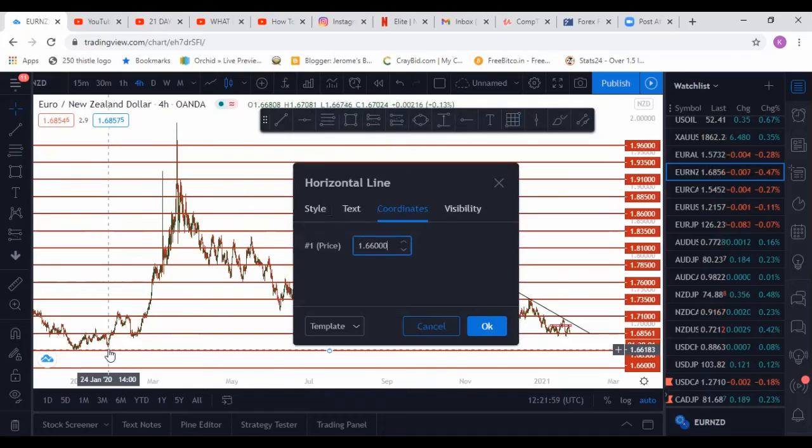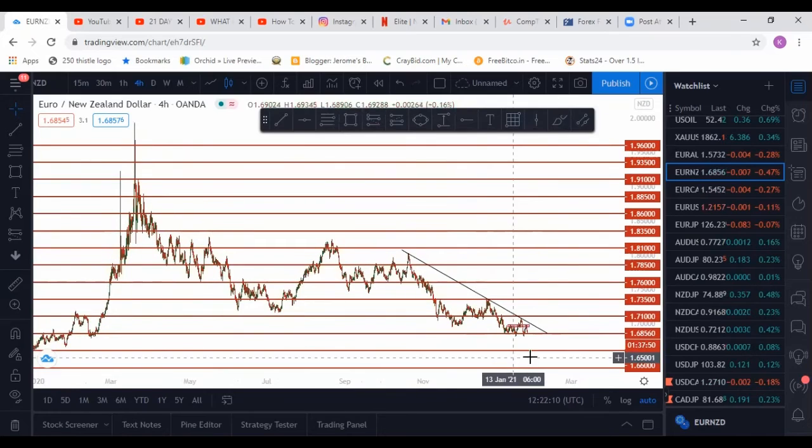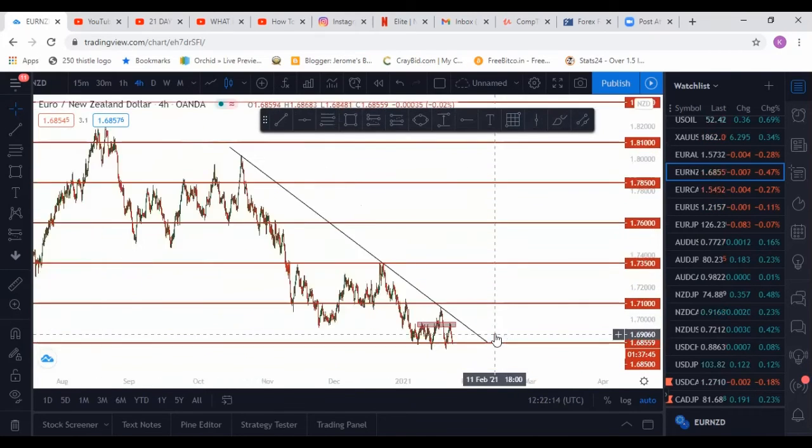Looking at this psychological level for it, that's 1.66000. So you can watch out for that zone. If price ever gets there, I'll be looking at the possible change in trend completely at this range. Exactly.